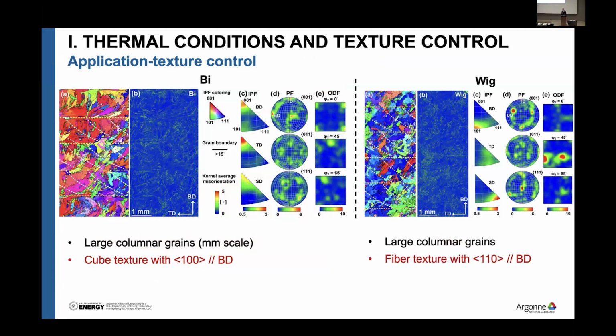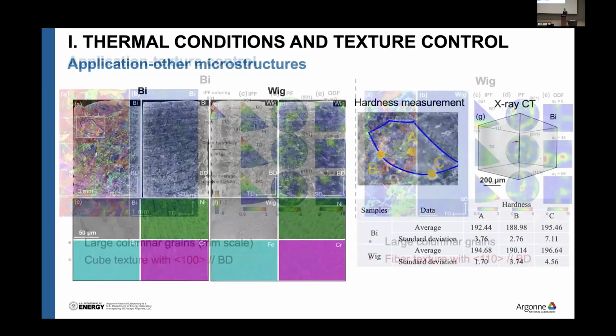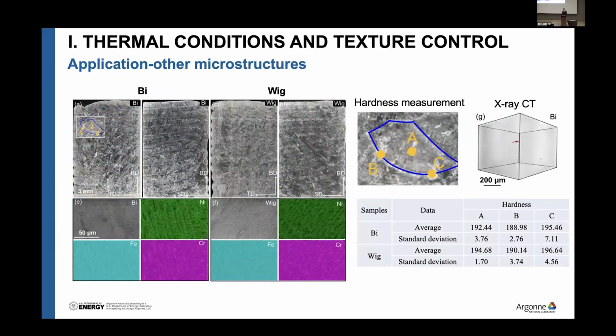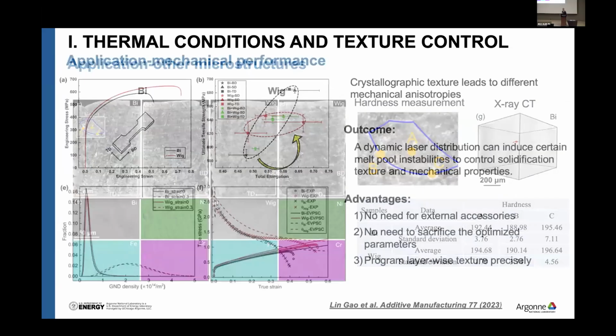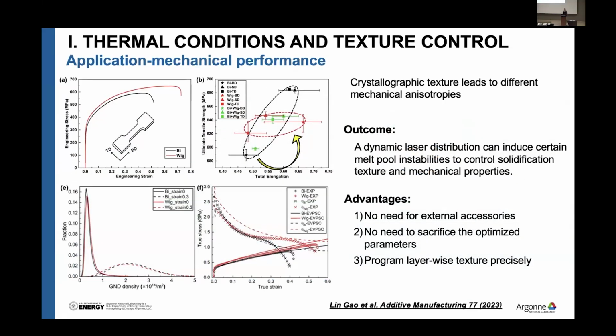But these two samples show quite different crystallographic texture, as represented by the different colors on the EBSD map. In addition to this, we conducted a more detailed microstructure characterization, like the element segregation, the macro hardness, and the printing defects. But all these features are the same in both samples. We also conducted the mechanical property test for both samples.